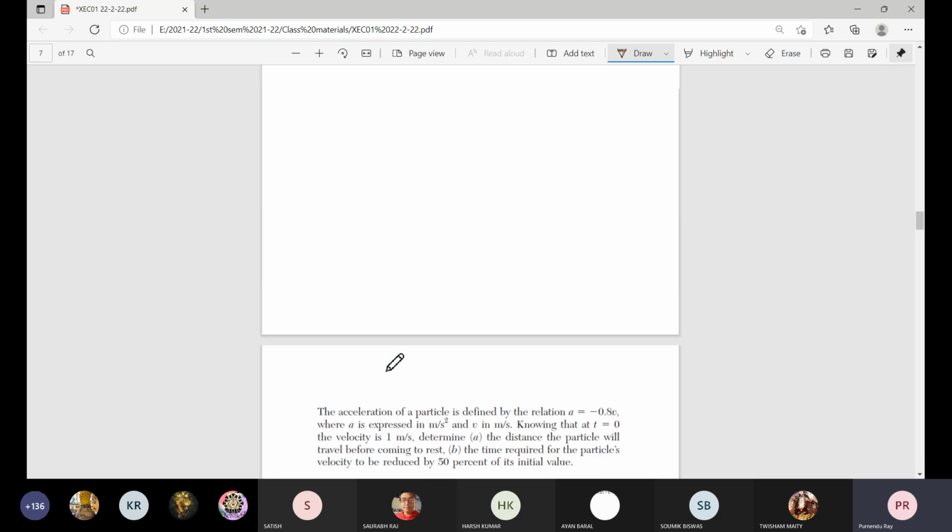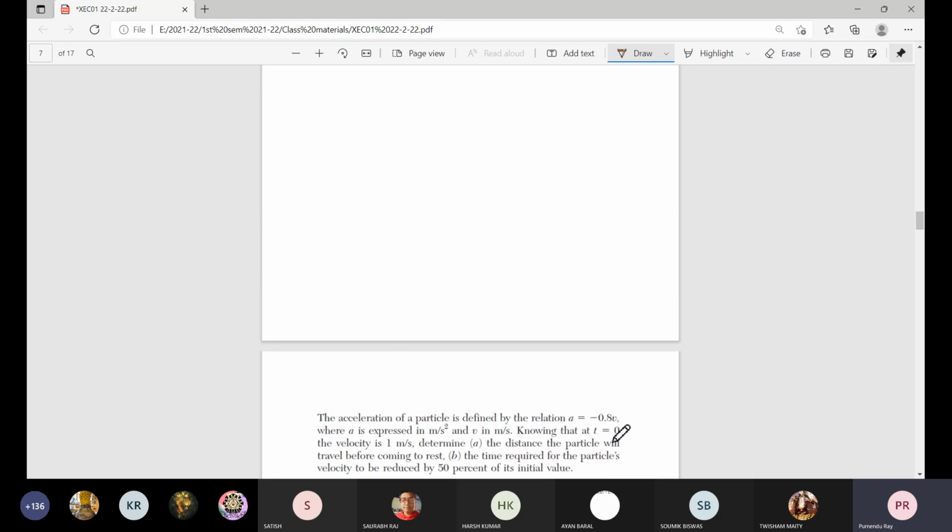Now here is some other problem. Acceleration represented in terms of the velocity. So not necessarily for the rectilinear motion, x versus t will be given. It may be acceleration versus velocity also. For acceleration in meter per second square, velocity in meter per second, these are some known values. t is equal to 0, velocity is 1 meter per second. Determine the distance the particle will travel before coming to rest.